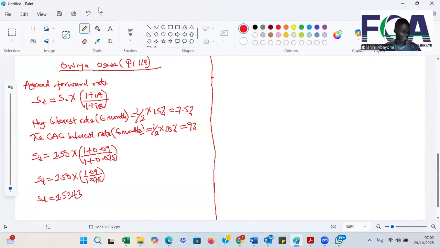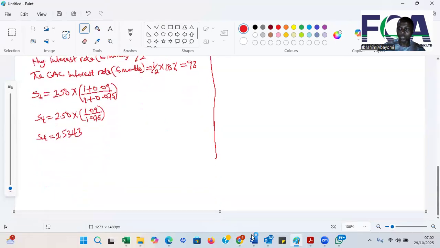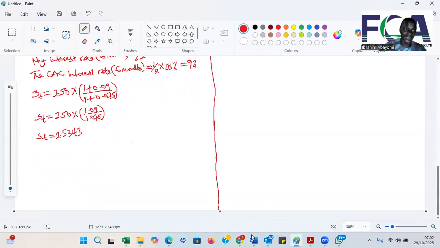So exchange rate is quoted to 4 decimal places. So maintain 4 decimal places for your rates. Okay? So what this means is that this is the rate the dealer will agree with the company for the transaction that will be taking place in 6 months' time. So this is what we call forward rates. We have predicted the forward rate.